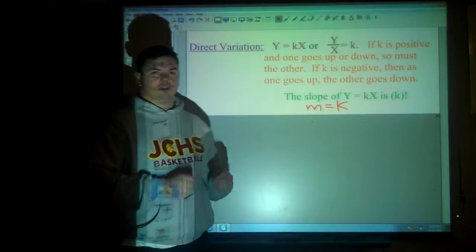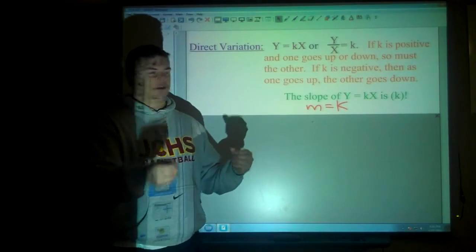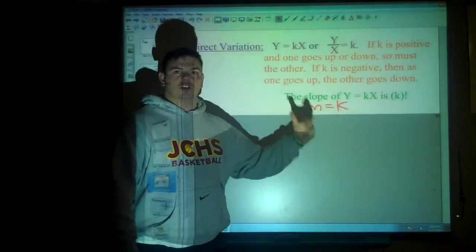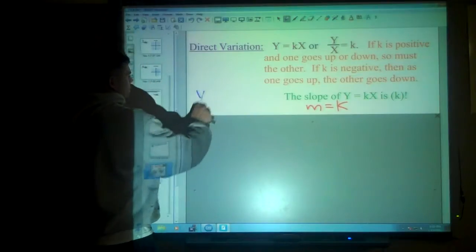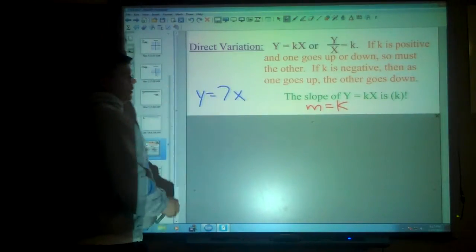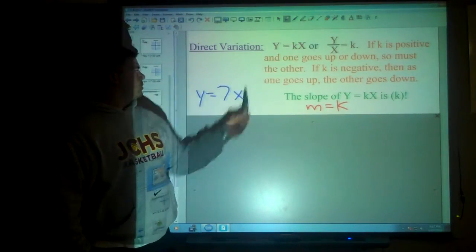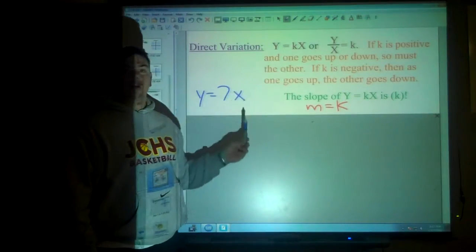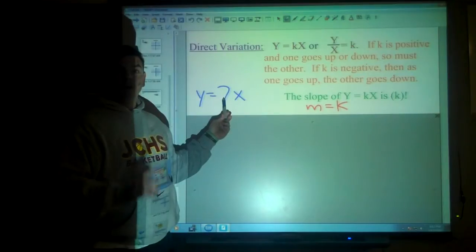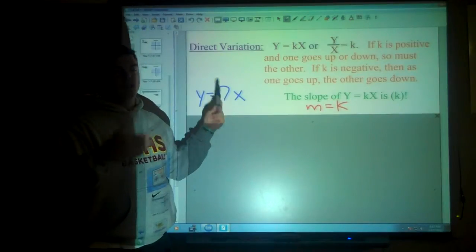You might be asked, find the slope of an equation. Or you might be asked, find the constant of an equation. So you look at an equation and it says y equals 7x. It looks to me like the y is in the same spot as y and x is in the same spot as x. So this number right here has to be in the same spot as k. So our constant is 7, which means our slope is also 7.